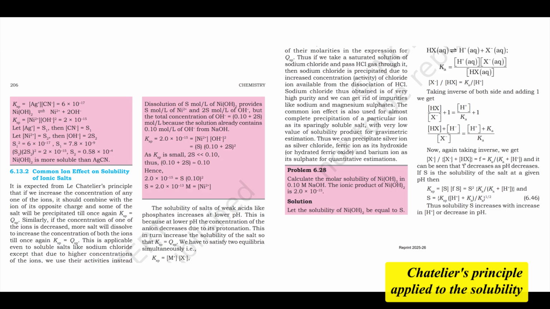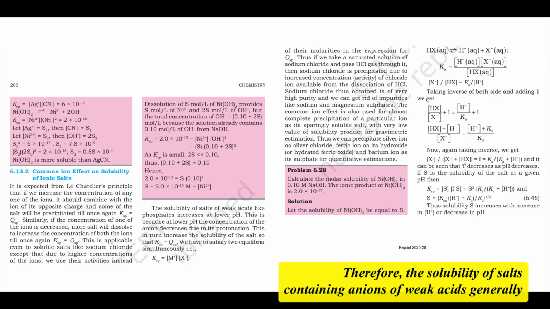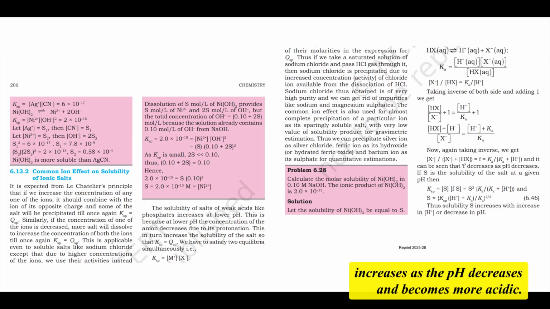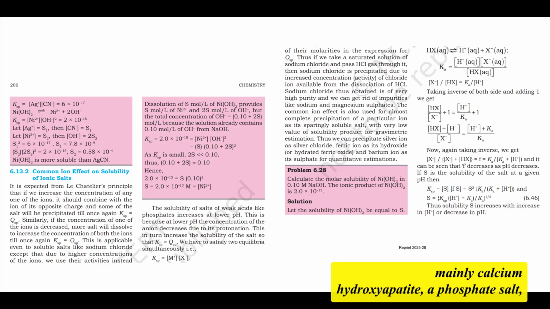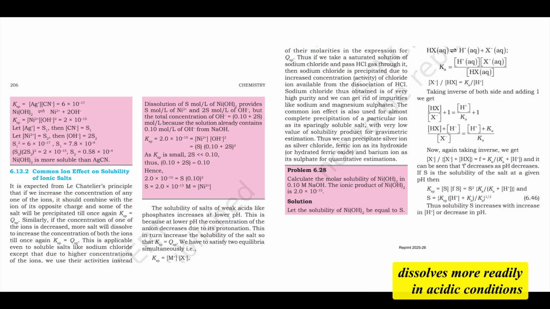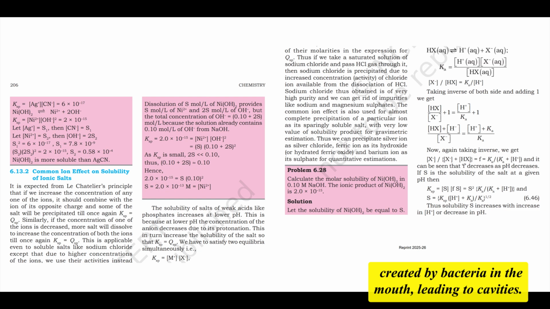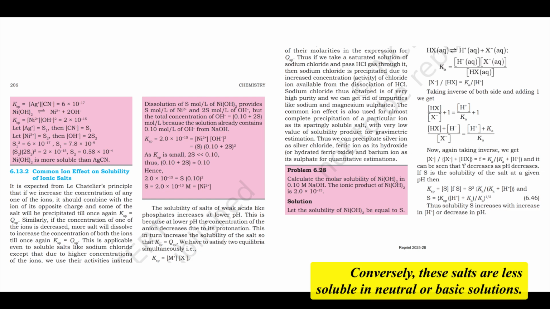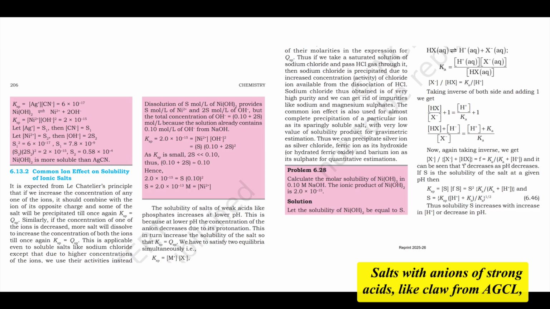According to Le Chatelier's principle applied to the solubility equilibrium, for example CaCO₃, decreasing the concentration of the carbonate ion will shift the equilibrium to the right, causing more of the solid salt to dissolve to try and replenish the carbonate ions. Therefore, the solubility of salts containing anions of weak acids generally increases as the pH decreases, becomes more acidic. This is why, for example, tooth enamel, mainly calcium hydroxyapatite, a phosphate salt, dissolves more readily in acidic conditions created by bacteria in the mouth, leading to cavities. Conversely, these salts are less soluble in neutral or basic solutions. Salts with anions of strong acids, like Cl⁻ from AgCl, are generally unaffected by pH changes.